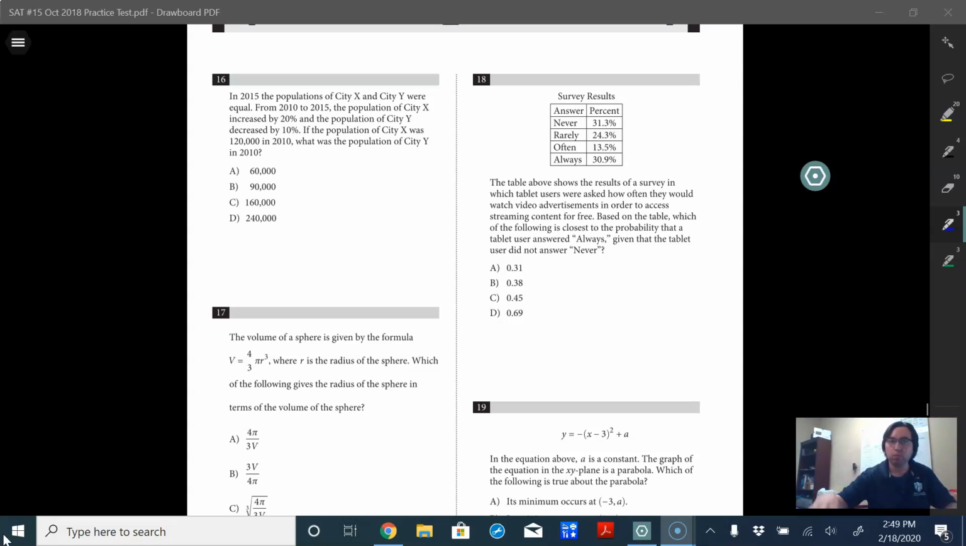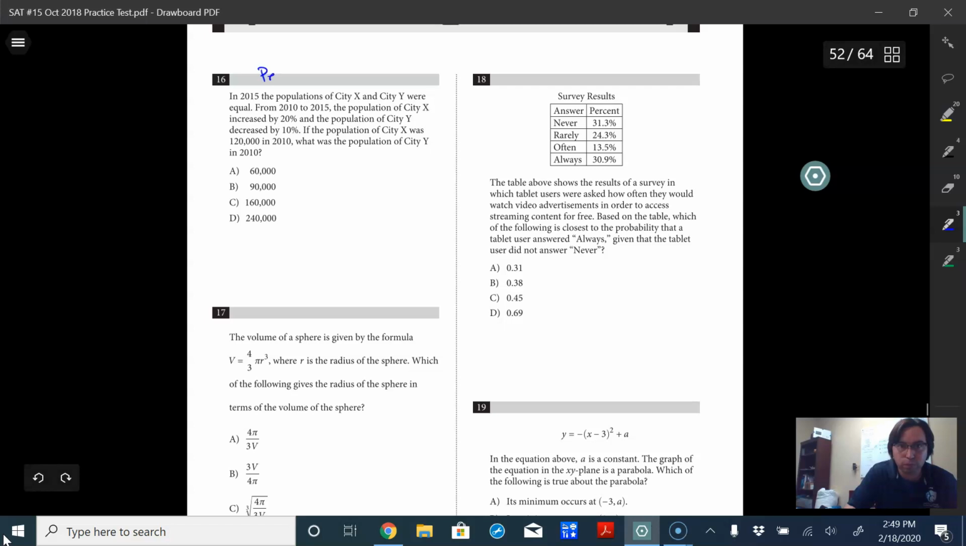Okay. Let's look at number 16. We see that we're dealing with another percentage problem. And for that reason, we see this one as decimals, because remember our decimals are increasing and decreasing off 100%.